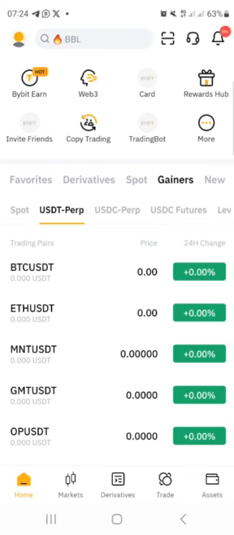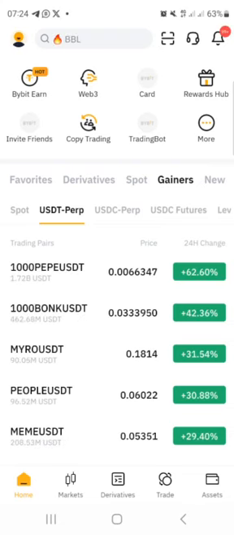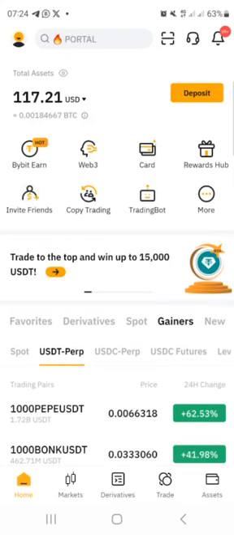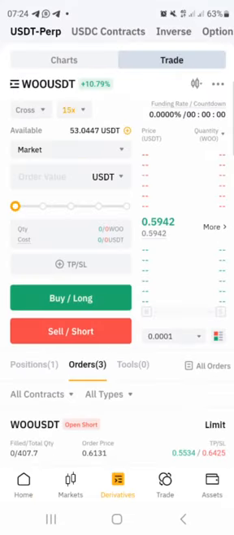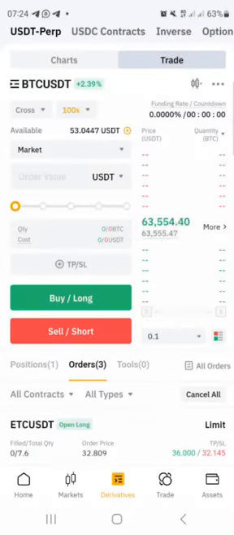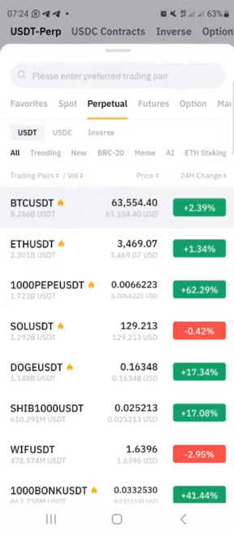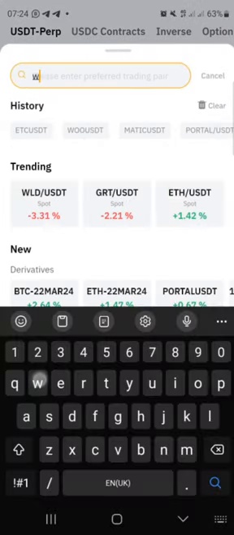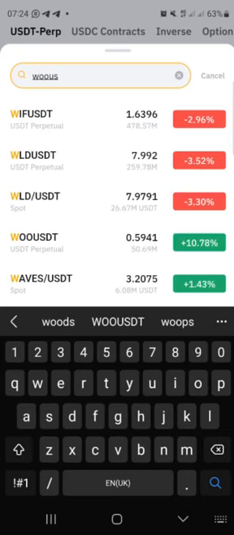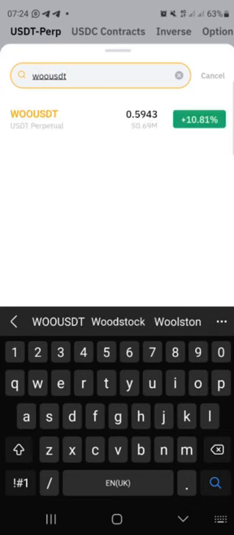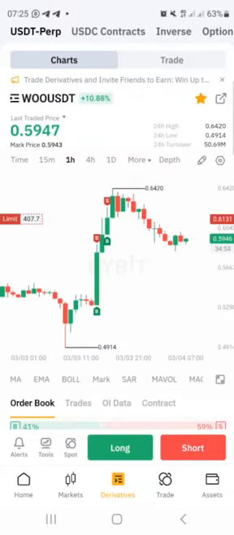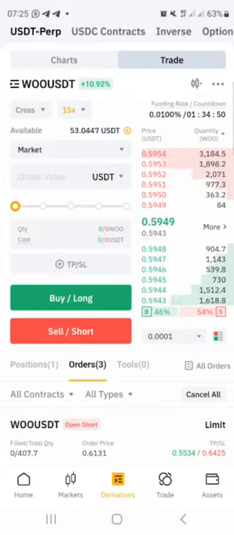This video is very long, so you just have to find a way to watch it. So click on derivatives. Once you click on derivatives, okay, it's already on Woo, but if it is on BTC USDT, you just click there on BTC USDT, then search for Woo. So you can see Woo USDT perpetual. Make sure it's USDT perpetual, not spot. Click on it, then click on trade.